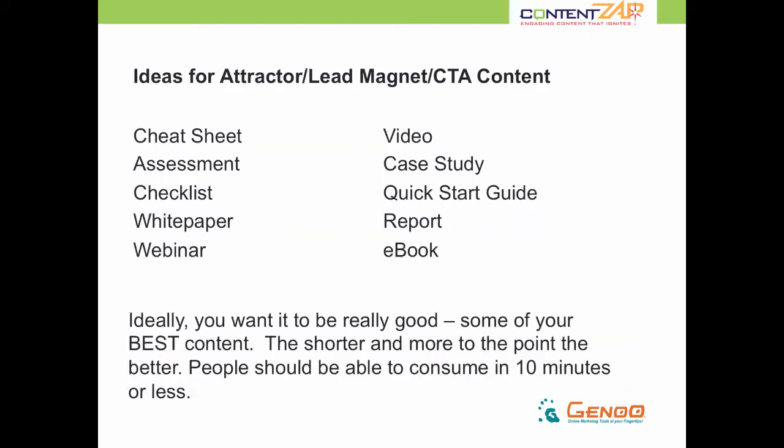Now, ideas for your lead magnet, your attractor, your CTA content: you could do a cheat sheet. People love cheat sheets, by the way. You love them. And quick start guides, you love those too. Assessments, checklists, white paper, webinar, video, case study, ebooks, all of those things.